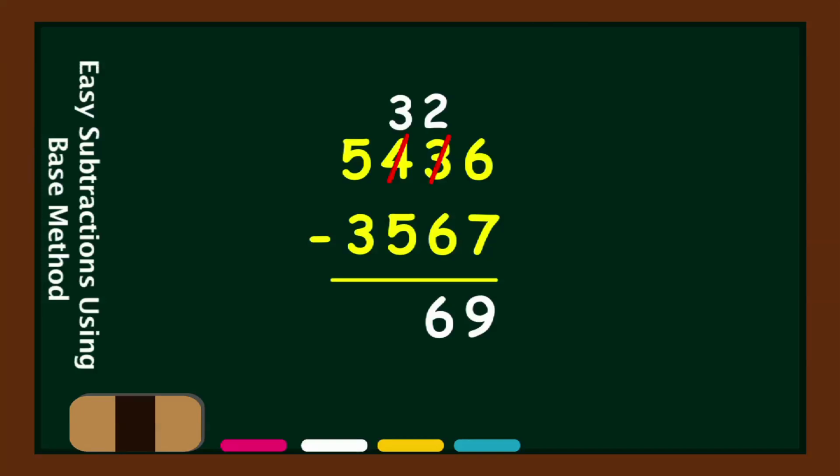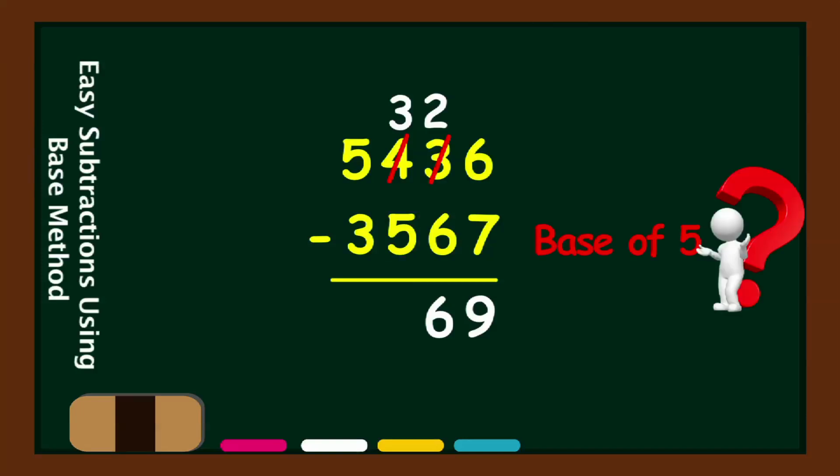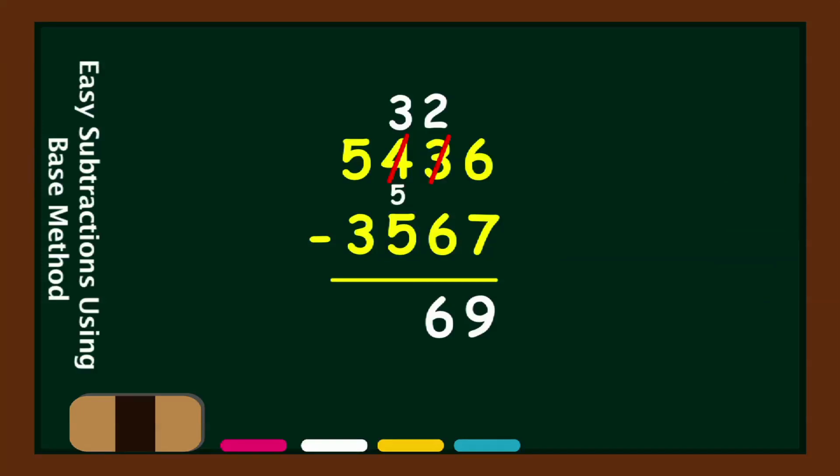It will become 3. Here also 3 is smaller than 5. So we cannot subtract directly. Now what is the base of 5? It is 5 only. Now we add 5 to 3. We get 8. Now we write 8 here. Now we cut 1 from 5. It will become 4. Then 4 minus 3 is 1. Now we write 1 here. This is our answer. See how easy it is, isn't it?